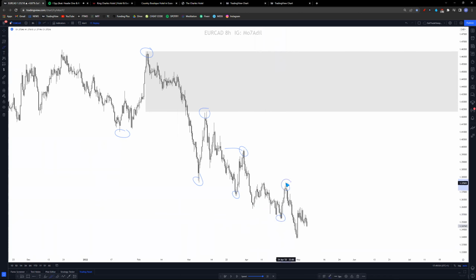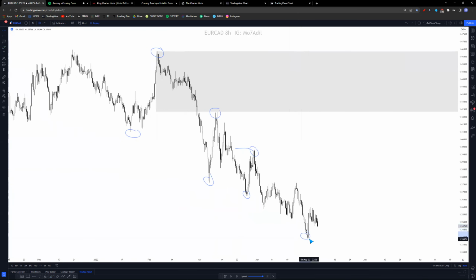Did this high tap into supply? No, it didn't. So what do I do? I move on to the next low. It's as simple as that.